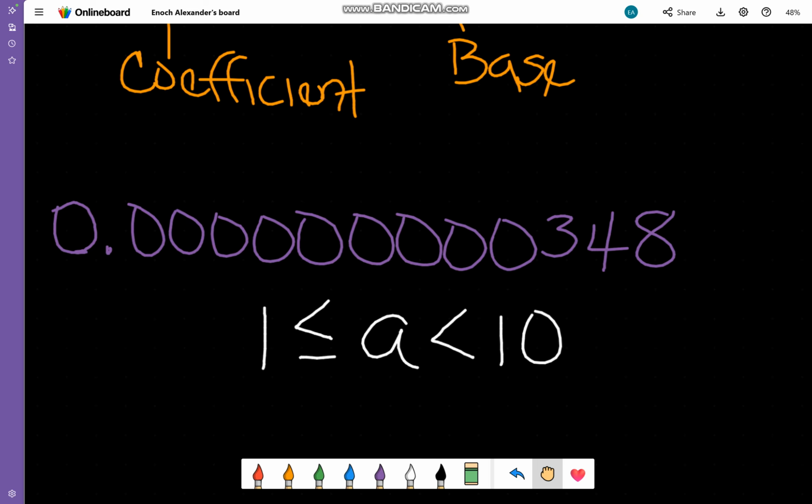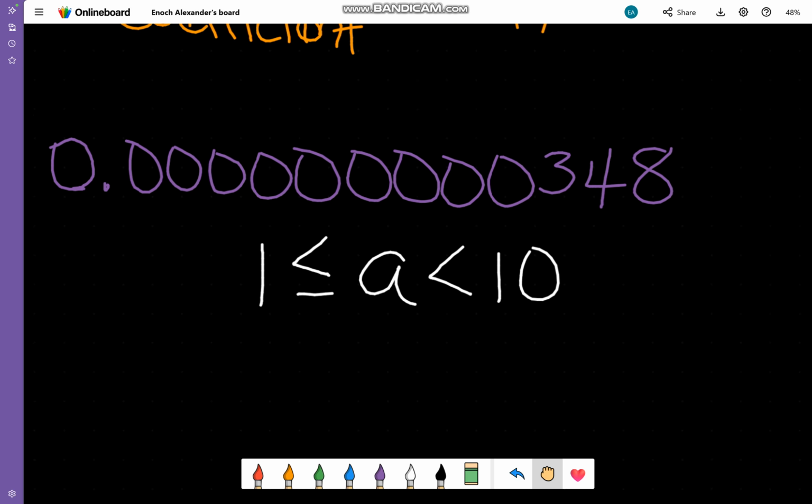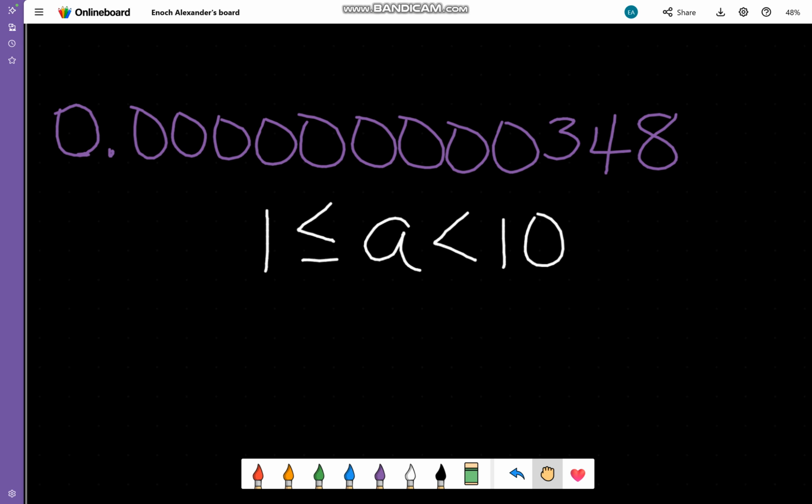So let's look at this number in the purple. This number is much smaller than 1. This is when we talk about numbers that are either much larger or much smaller. Here is a much larger number, a much smaller number, a very, very small number. That could represent anything. It could be the cells in your body, or it could be atoms. It can be something very, very, very small.